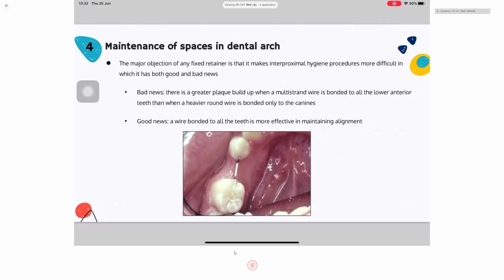The major objection to any fixed retainer is that it makes interproximal hygiene procedures more difficult, which has both good and bad news. Bad news: there is greater plaque build-up when a multistrand wire is bonded to the lower anterior teeth than when a heavier wire is bonded only to the canines. Good news: a wire bonded to all the teeth is more effective in maintaining alignment.